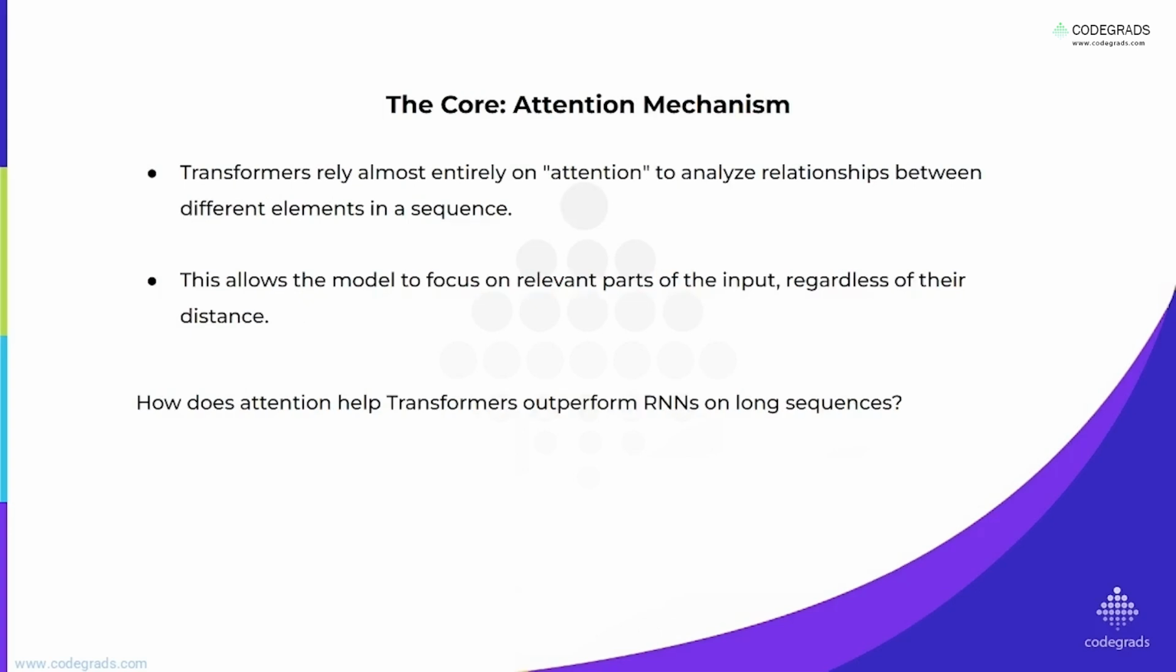Now, the core: the attention mechanism. Transformers rely almost entirely on attention to analyze relationships between the different elements in the sequence, and this allows the model to focus on relevant parts of the input regardless of their distance. At the heart of the transformer is self-attention, where each word looks at every other word in the sentence. It weighs the importance of other words when processing. For example, in the sentence "the cat sat on the mat," the word "sat" might attend more to "cat." Self-attention is context aware, parallelizable, and flexible. So these are the core concepts of the attention mechanism.